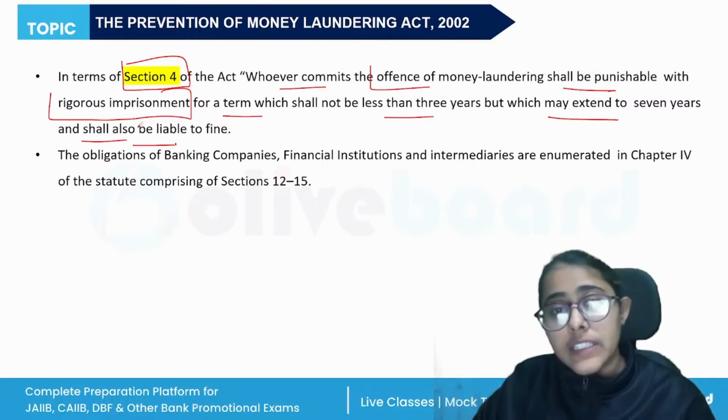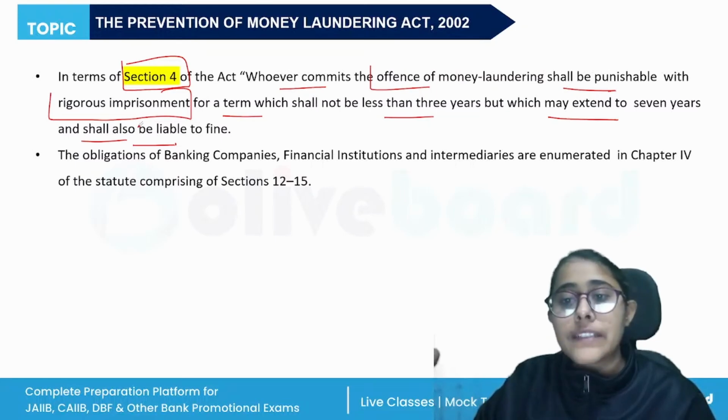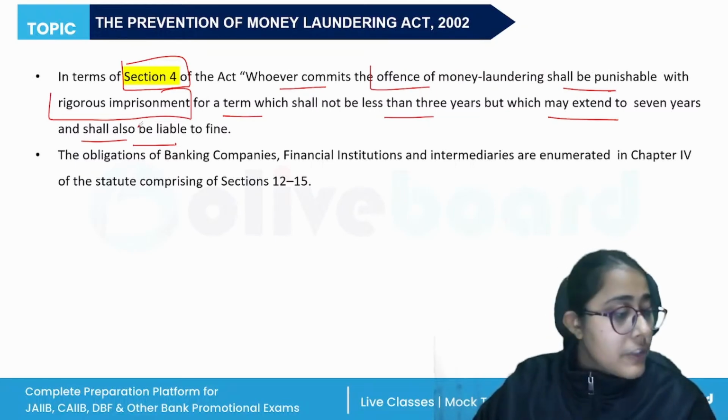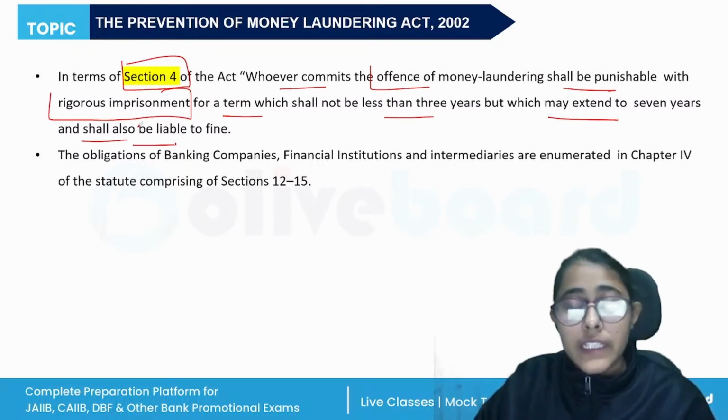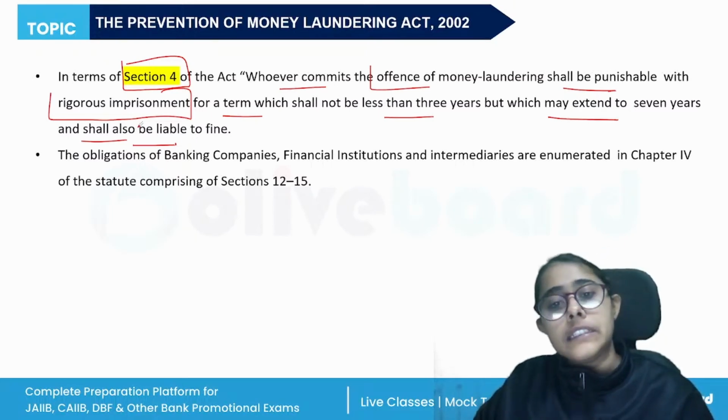Now this 7 years can also be extended to 10 years. This has been substituted, right? So the punishment is rigorous imprisonment of 3 years, which can be extended to 10 years now.